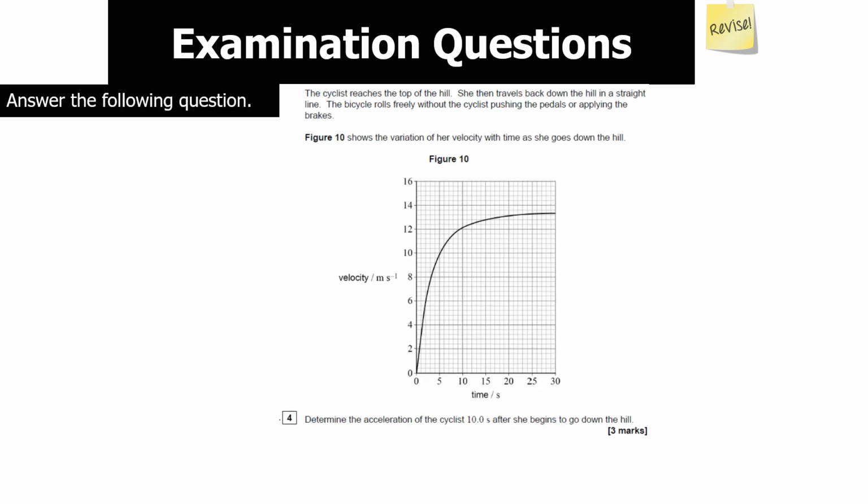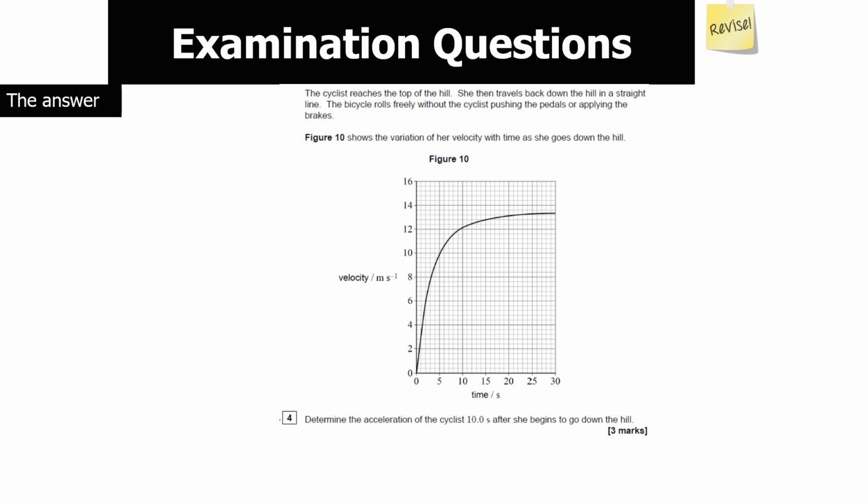The next question says, the cyclist reaches the top of the hill. She travels back down the hill in a straight line. The bicycle rolls freely without the cyclist pushing the pedals or applying the brakes. Figure 10 shows the variation of her velocity with time as she goes down the hill. Determine the acceleration of the cyclist 10 seconds after she begins to go down the hill. So pause the video now, then unpause the video when you want to go through your answer.